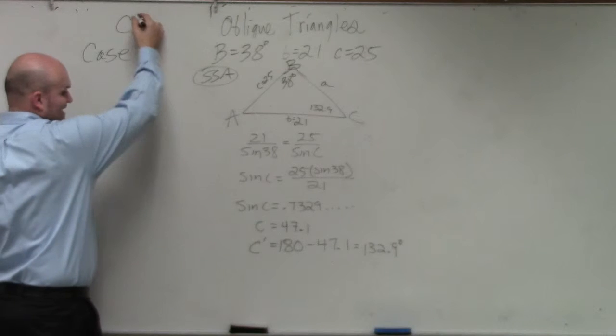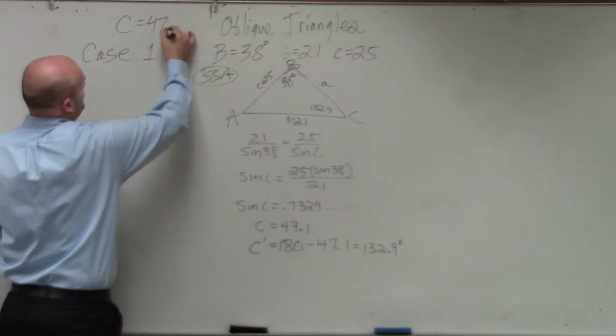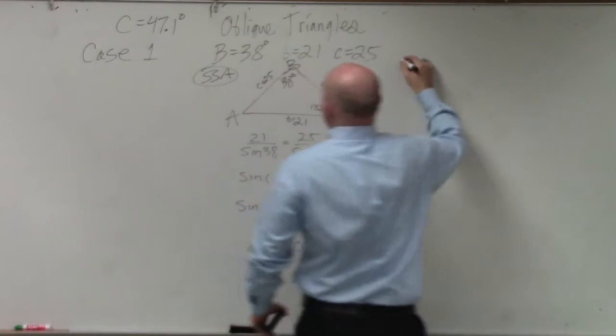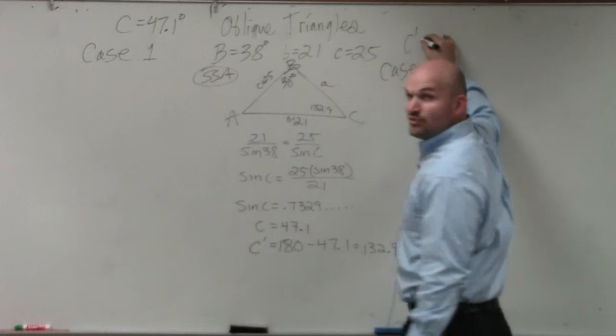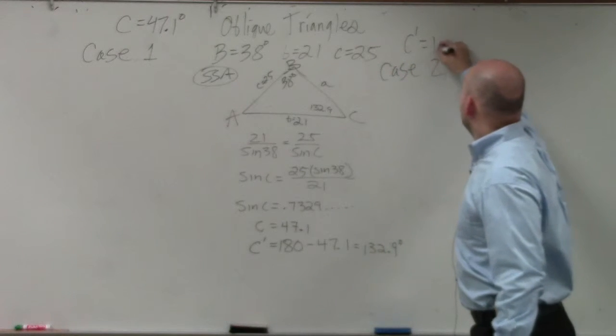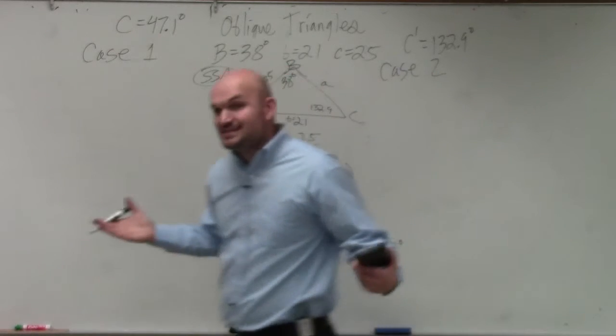So when this happens, you write case 1: c is equal to 47.1 degrees. And then you have case 2, where you're dealing with c prime, which is equal to 132.9 degrees. There are two different cases.